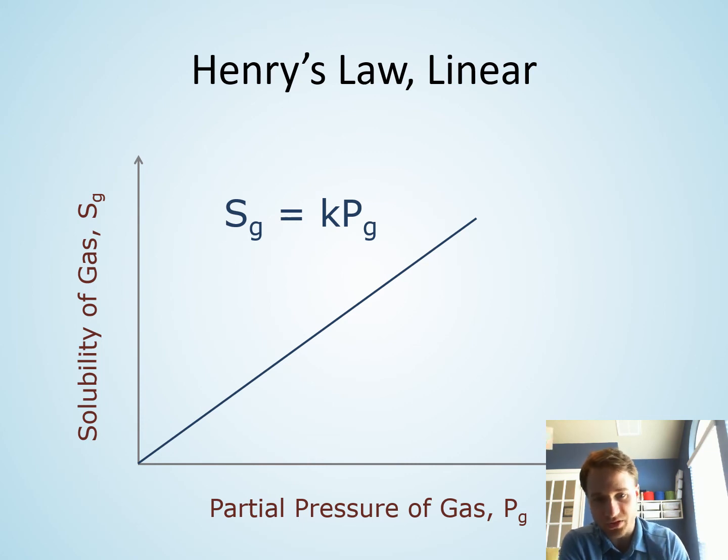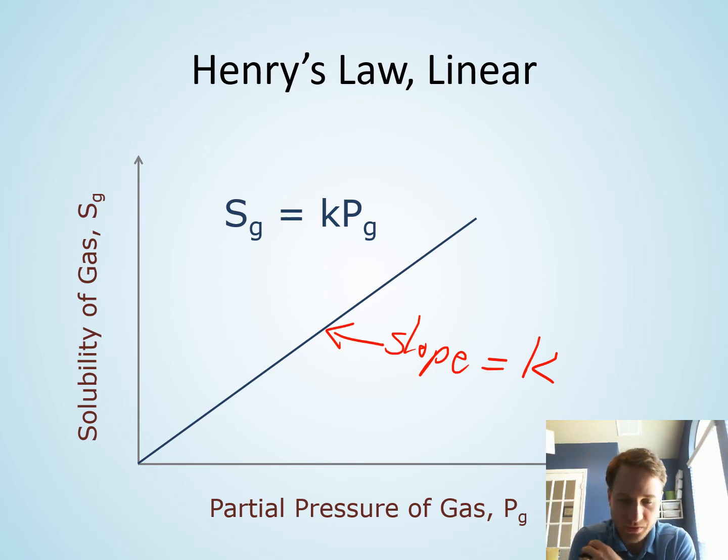Often this is done in lab, where the slope of this line is related to Henry's law constant. And so in lab, that's how you often determine the value of K: by measuring the pressure of the gas and measuring its solubility in that solution, and making this type of plot to then determine what K is.